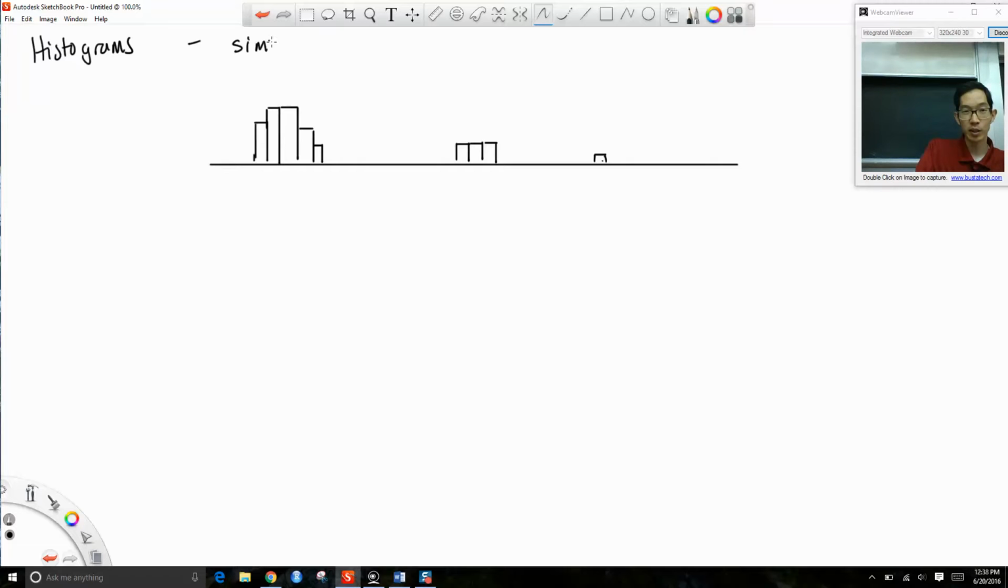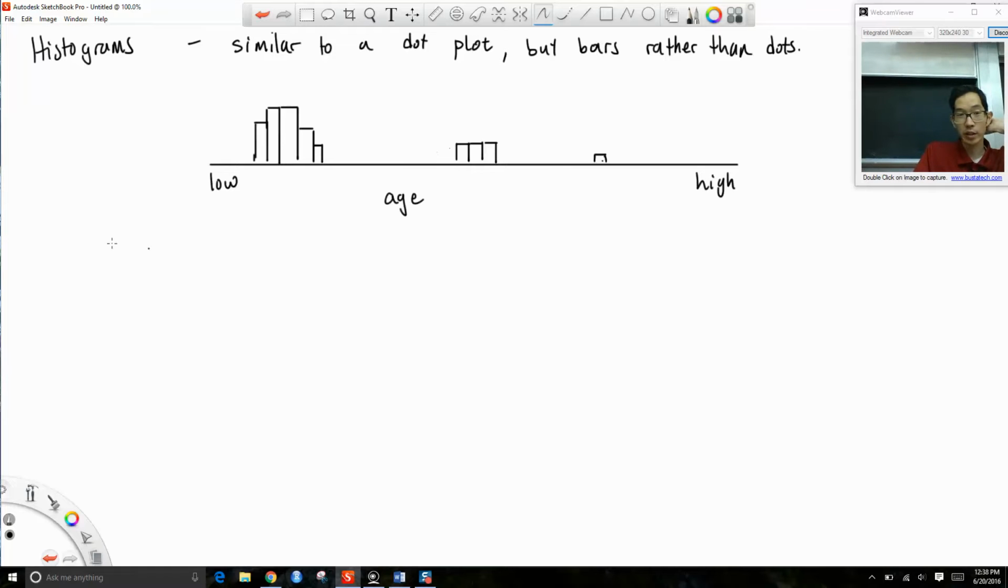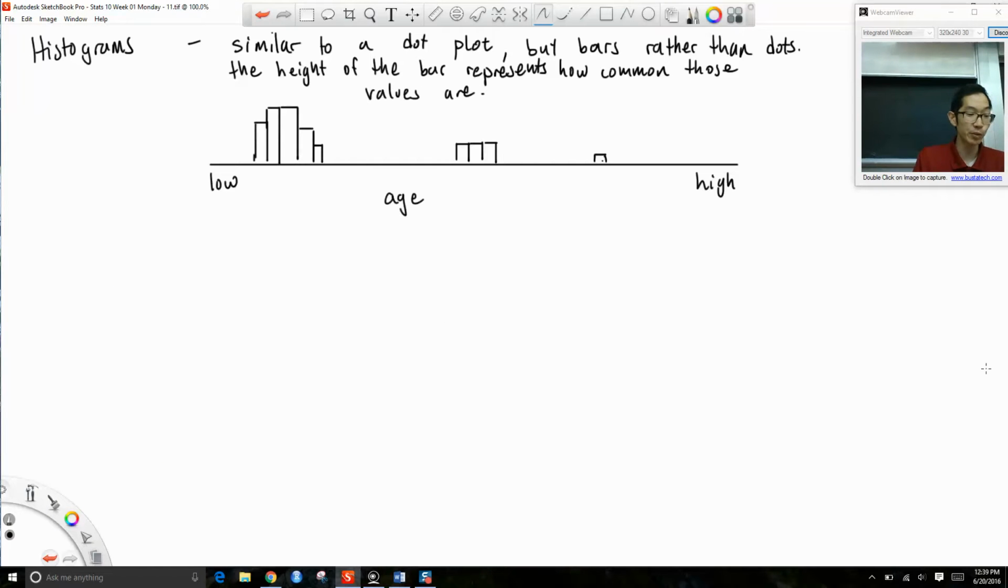So similar to a dot plot, but bars rather than dots. Again, we could have age, low, high. The height of the bar represents how common that particular value is. So taller bars indicate a greater frequency of that value. For histograms, we might create a frequency table of bins.